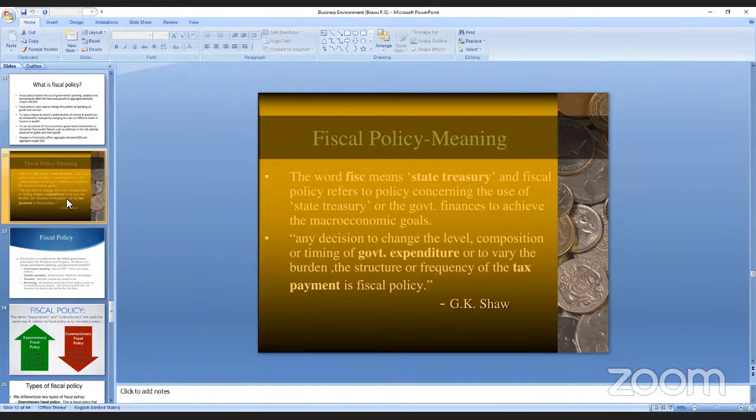Even they are taking the decisions, whether monetary or government, we can say RBI, it also comes under the RBI, the monetary policy and the fiscal policy. We'll see the differences now. Any decision to change the levels or composition of government expenditure, what they are spending the money on and where they are getting it from, the frequency of tax payment, this is the meaning they have given.